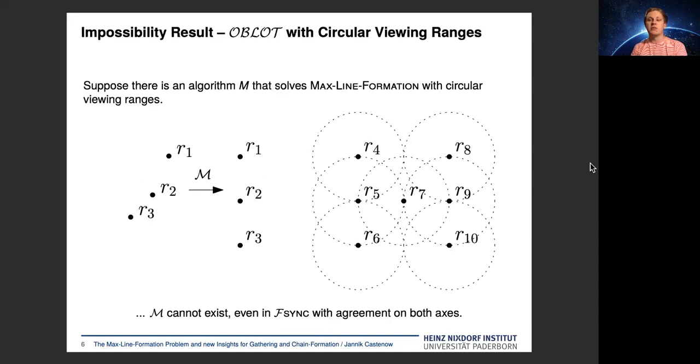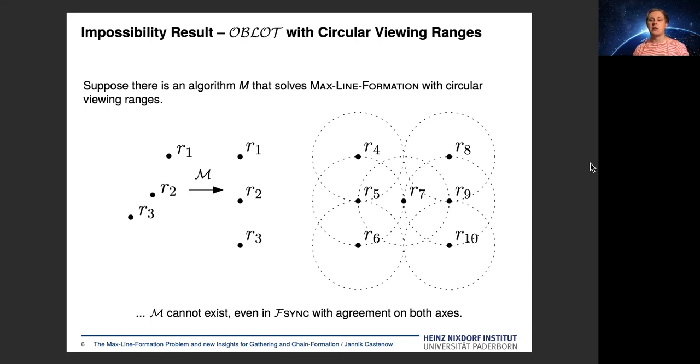We start with an impossibility result, saying that in the OBLOT model with circular viewing ranges, this problem is impossible to solve. What is the OBLOT model? That's somehow the standard robot model, having all these features you might know, that the robots are anonymous, autonomous, homogeneous, and so on. And most importantly, the robots are oblivious and silent.